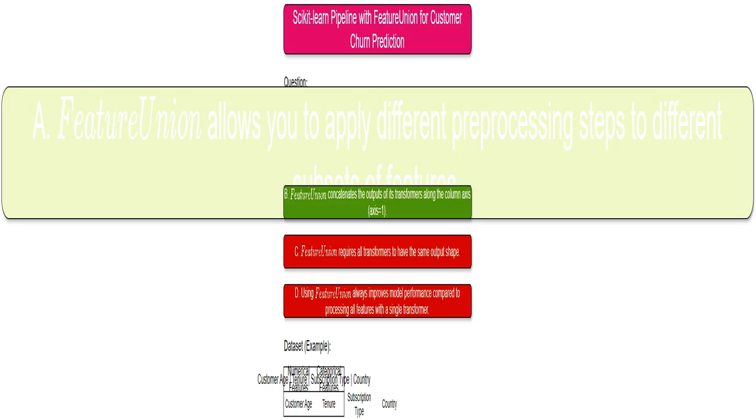Statement A tests whether we know that FeatureUnion can handle different types of features, like numerical and categorical data, with separate pre-processing steps. Think of it like having specialized tools for different parts of a project.